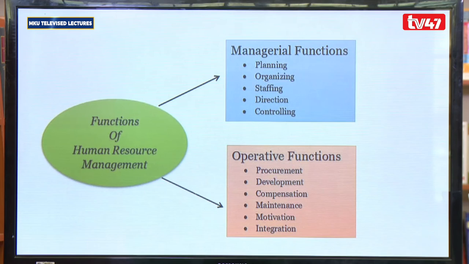And then there is integration. And I have demonstrated very well those two functions of human resource, which are managerial functions there in blue, and also the operative functions. During your own time, I want you to go look at them one by one and get into the depth of it to know what they are all about and why they are important in the Office of the Human Resource Management.